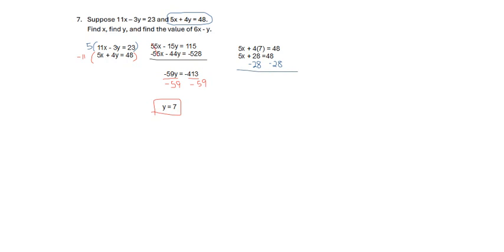All right, so doing that, we end up getting 5x equals 20. And then from here, we can divide both sides by 5. So with that said, that means x is equal to 4. And there's our second answer.